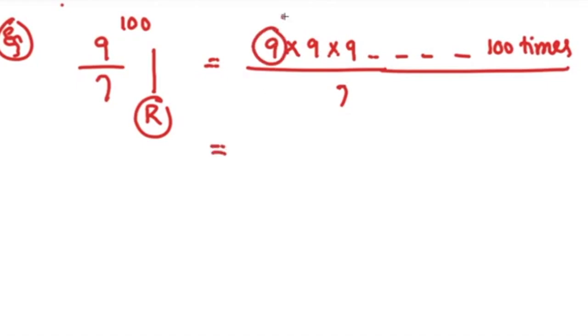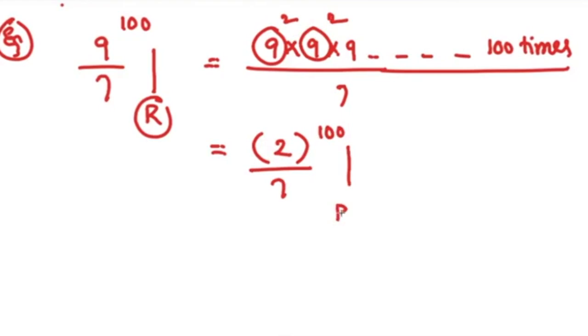So what is the remainder of 9 by 7? 9 by 7 remainder 2. అట్లా 2 అనేది మనకి ఎన్నిసార్లు వస్తుంది? 100 టైమ్స్ వస్తుంది. దాన్ని మనం మళ్ళీ 7 తో డివైడ్ చేస్తున్నాం. సో 2 power 100 by 7 రిమైండర్ ఎంత అనేది మన క్వశ్చన్. 2 power 100 ని 2 into 2 into 2 100 టైమ్స్ రాసి 7 తో డివైడ్ చేస్తే 2 by 7 రిమైండర్ ఎంత? 2 వస్తుంది. అంటే మళ్ళీ మన క్వశ్చన్ వస్తుంది. దెర్ ఇస్ నో వే ఆఫ్ సాల్వింగ్ దిస్ క్వశ్చన్.